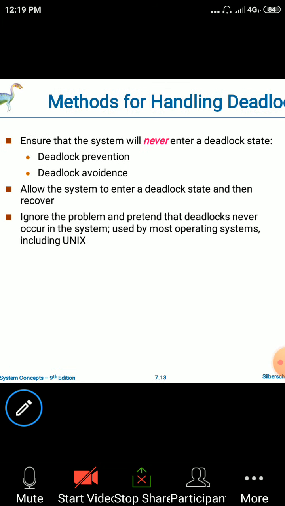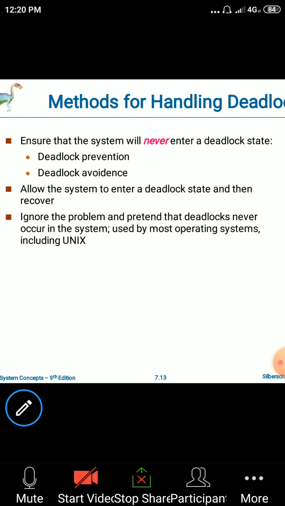First one is ensuring that the system will never enter a deadlock state by using a deadlock prevention or deadlock avoidance algorithm. The second method is to allow the system to enter the deadlock state and then detect the deadlock and recover from it. And the third one is ignoring the problem, pretending that deadlock will never occur in the system. This method is used by most operating systems, including Windows and Linux.